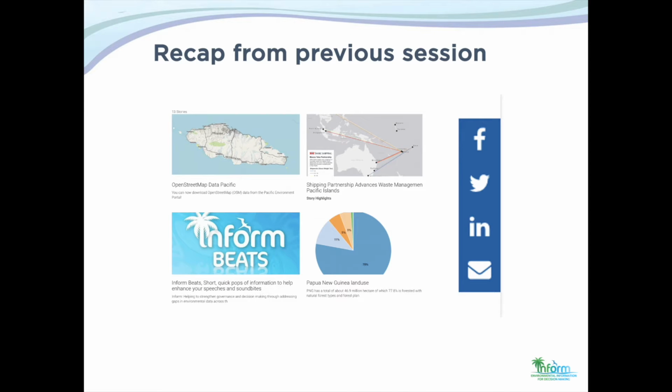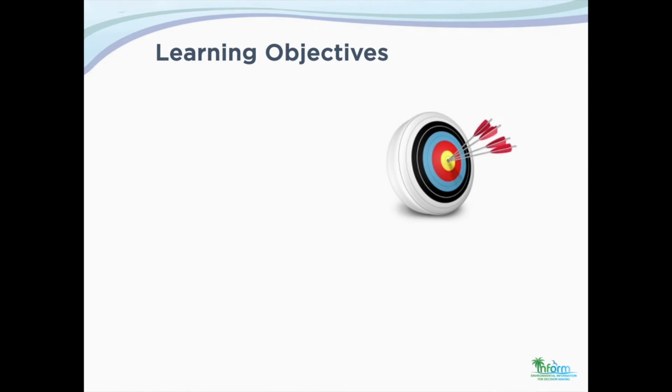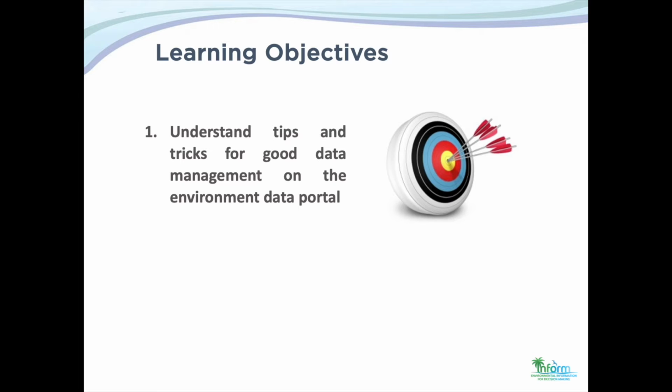In the previous module, you learned that the Environment Data Portal not only houses datasets, but it can also be a practical tool to generate compelling stories that relate to datasets and the environment, and you can also share them with your own audiences. The sole objective of this module is for you to familiarize yourself with a few good data management tips on the portal. After all, as we will see, consistency and good maintenance of the portal for data storage will make it a lot easier for everyone to access and share data.